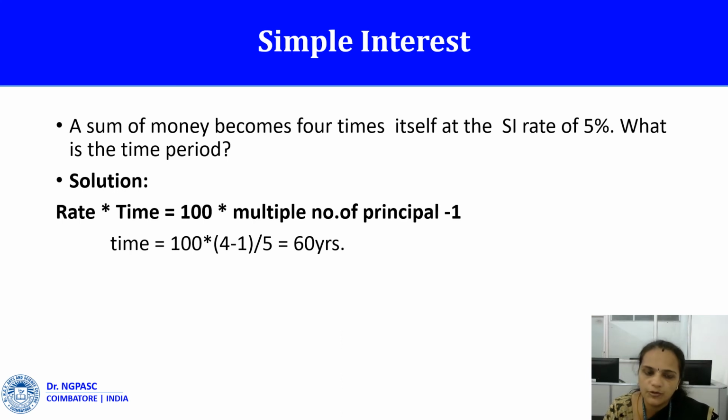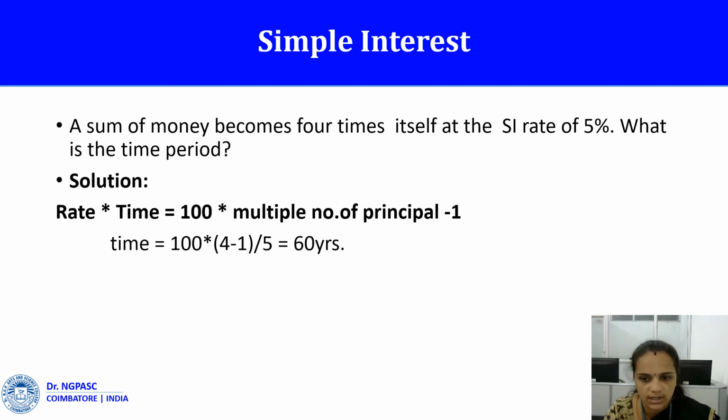If you want to go by the formula, rate into time is equal to 100 into the multiple number of times minus 1. That is, time we have to find. Time is equal to 100 into how many times the principal becomes, 4 times. So 4 minus 1 divided by the rate of interest 5, that is equal to 60 years.